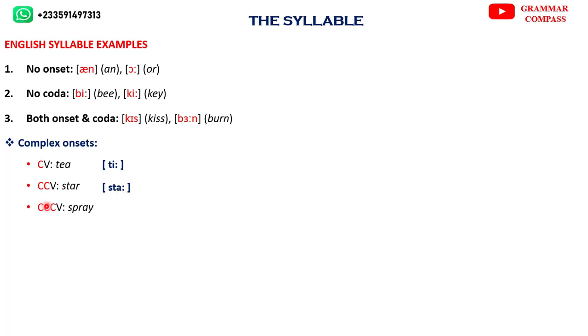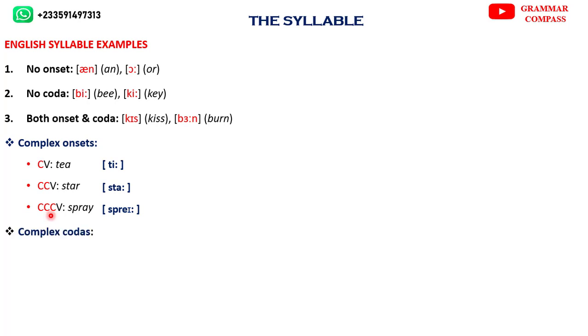We can also have an onset that contains three consonant sounds. For example, we have the word spray. So for the word spray, we have these consonant sounds occurring before the nucleus: s, p, and then r. So that is the maximum number of onsets that we can have.